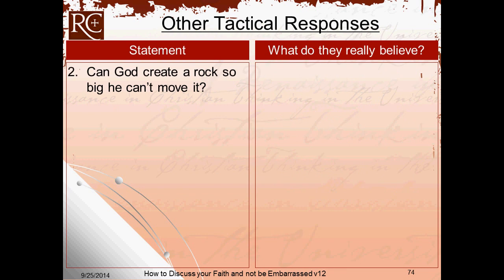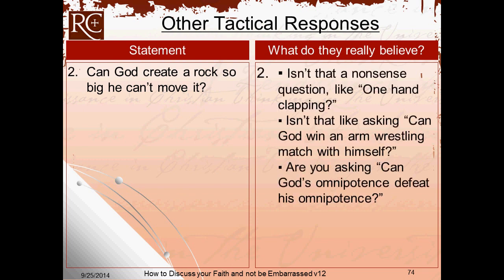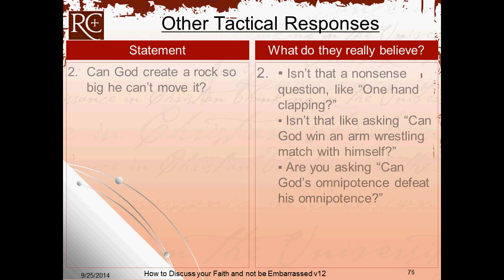Can God create a rock so big he can't move? This is one of those things you find on the internet. Again, you can ask a question: isn't that a nonsense question, like one hand clapping? Well, why are we saying that? You ask, isn't that like asking, can God win an arm wrestling match with himself? You're trying to highlight the absurdity of that question. And you could say, are you asking, can God's omnipotence defeat his omnipotence? Can God beat up God? is the crass way of saying this.